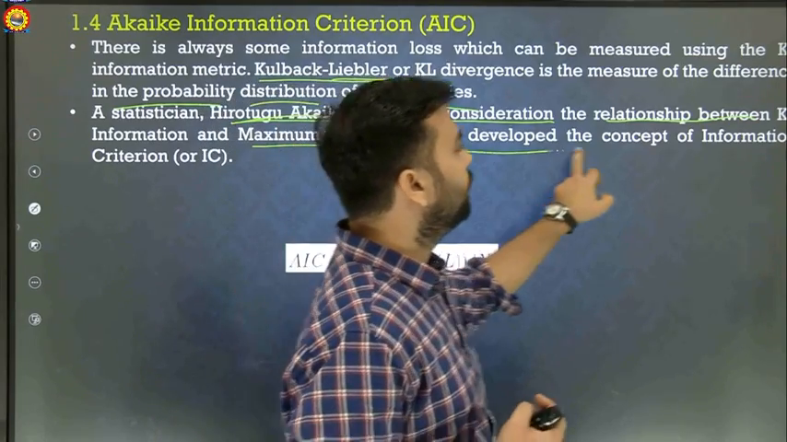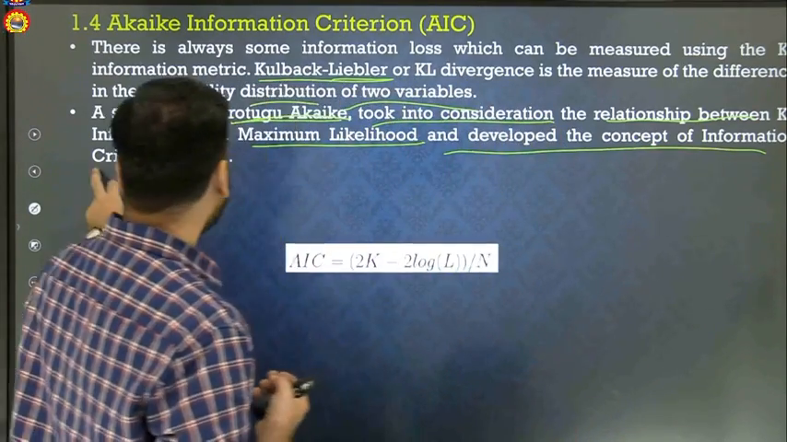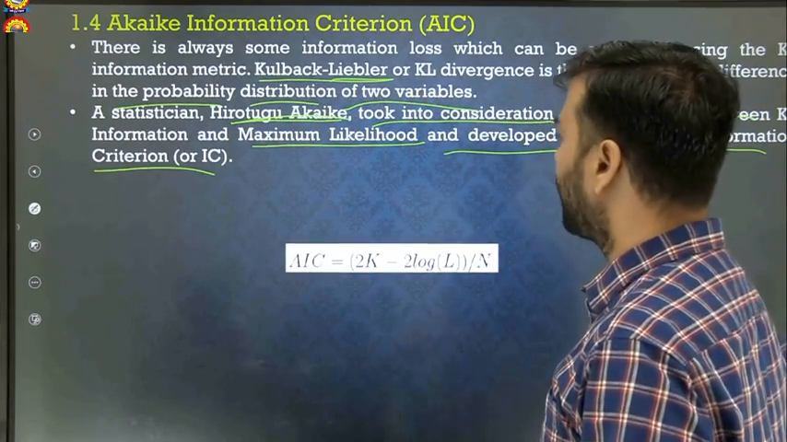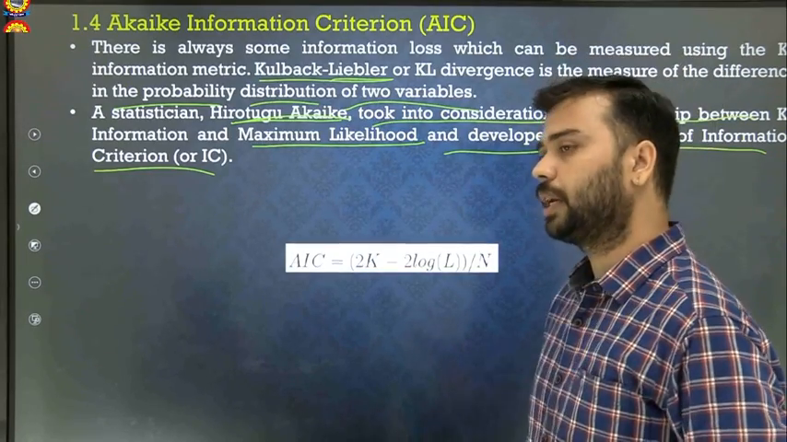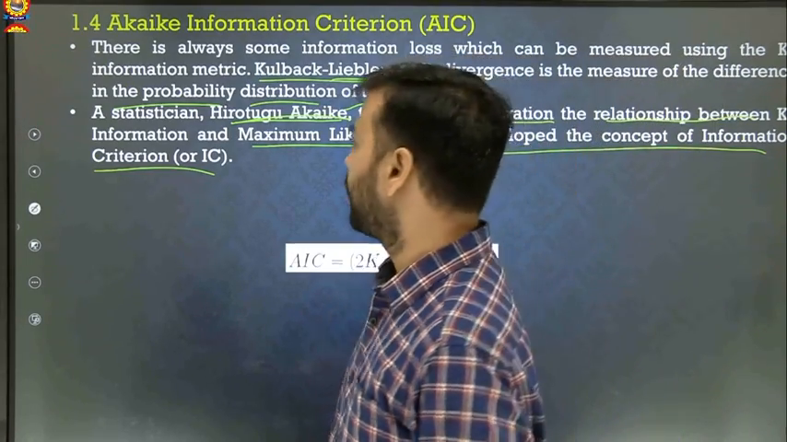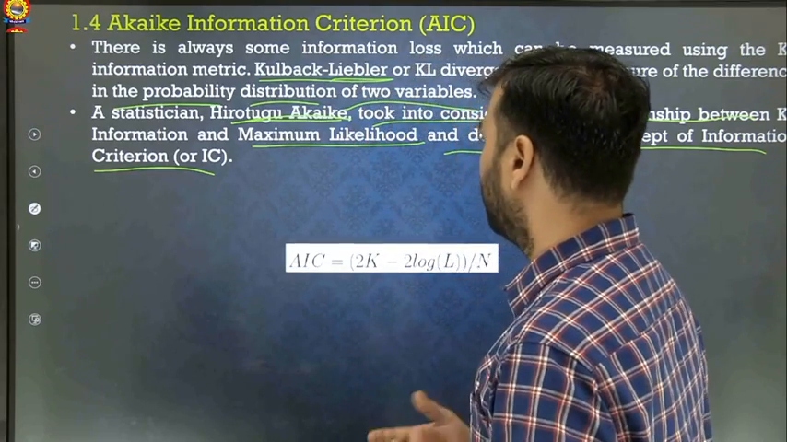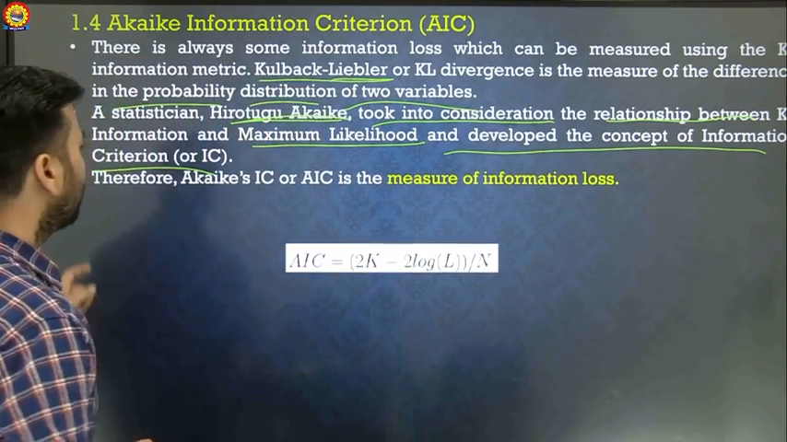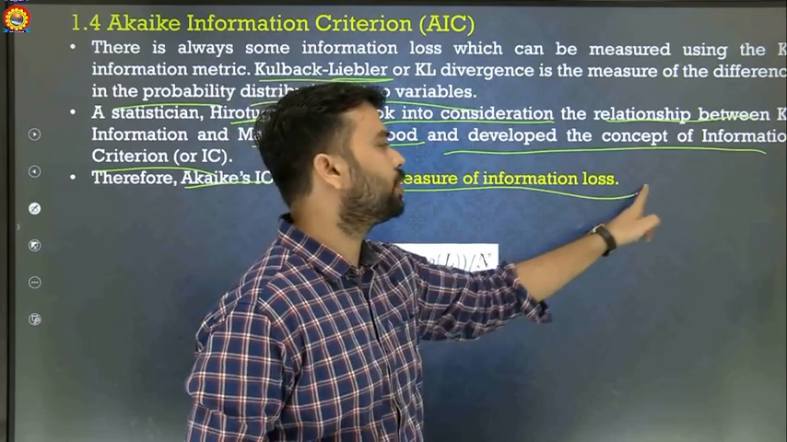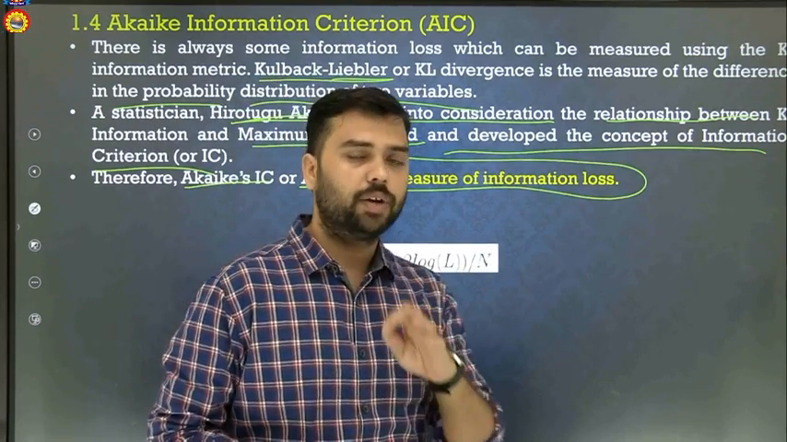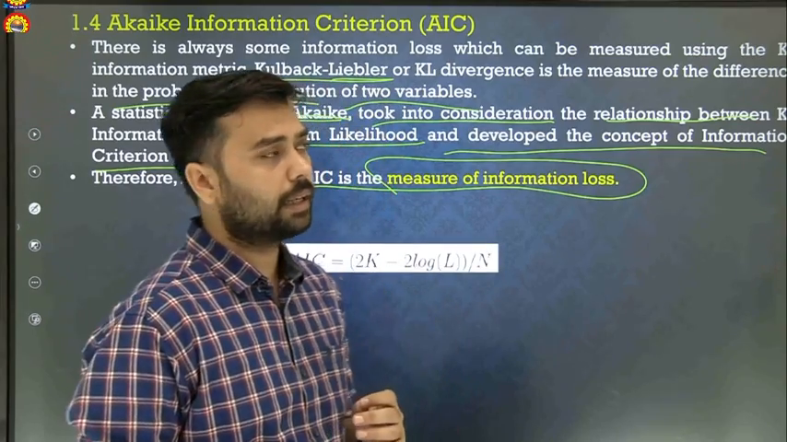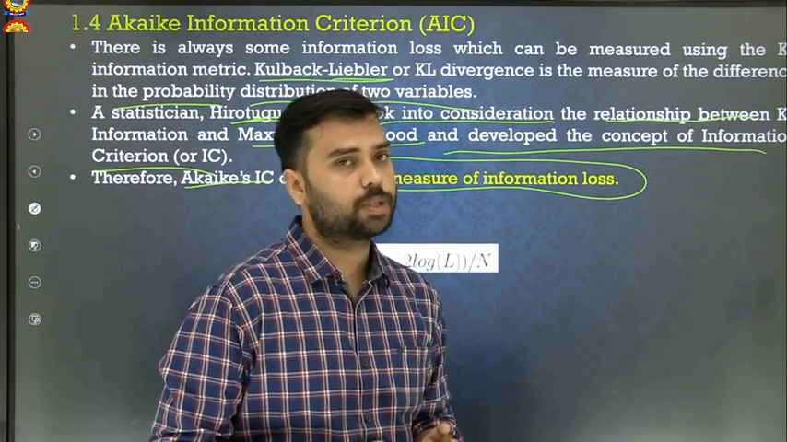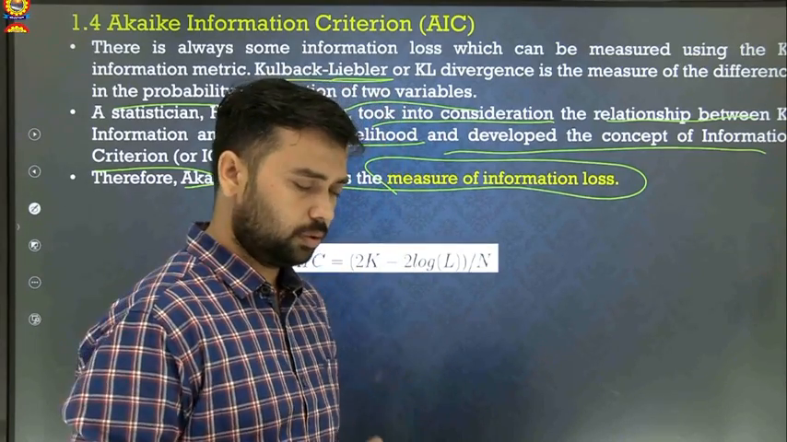And he developed the concept of the information criterion, or IC. The information criterion considers two parameters. One is KL information, which tells how much information is lost, and the other is the maximum likelihood value, the maximum likelihood information which we require. Therefore AIC measures the information loss. In one word, if you wish to say what AIC, the Akaike information criterion, is, it is nothing but measuring the information loss by the model which we are going to develop.